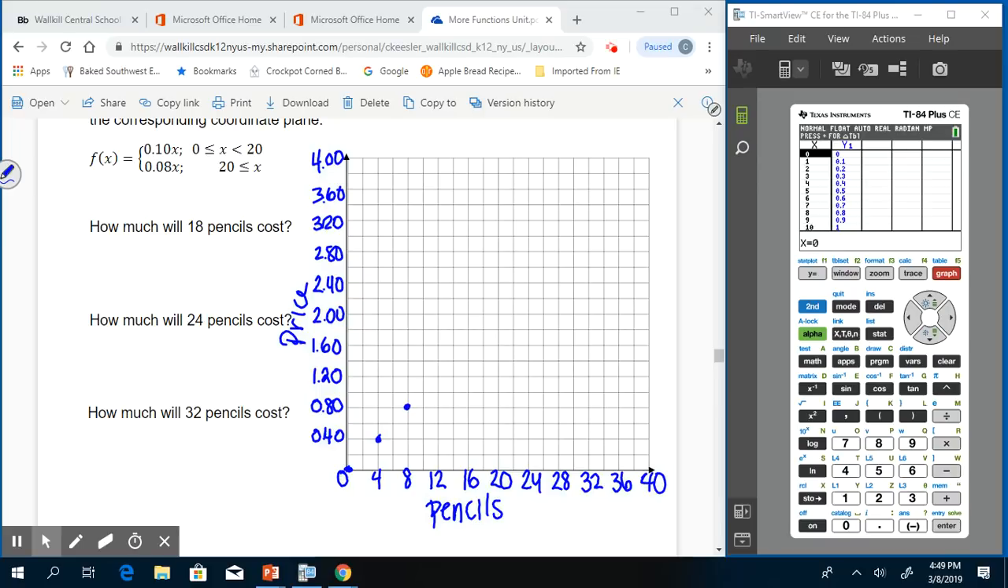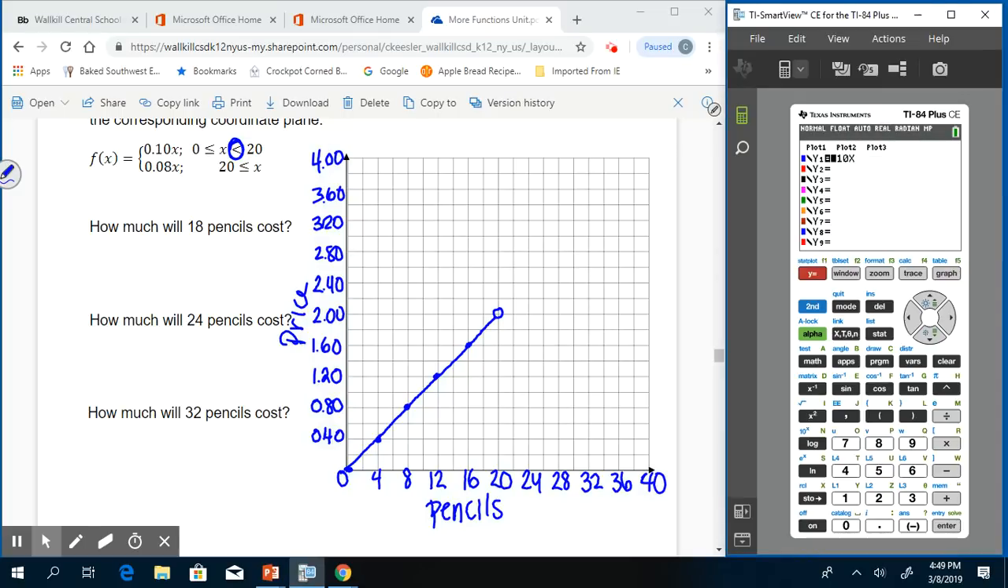8 is going to be 80. 12 is going to be $1.20. 16 is going to be $1.60. And then 20 would be $2, but notice it's everything less than 20. So at that 20 mark, because we have less than here, we're going to put an open circle, and we'll draw the first half of our line. Okay, and then from 20 on, we are going to be given a discount at 8 cents.